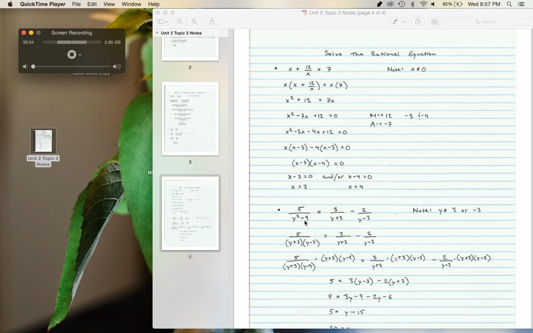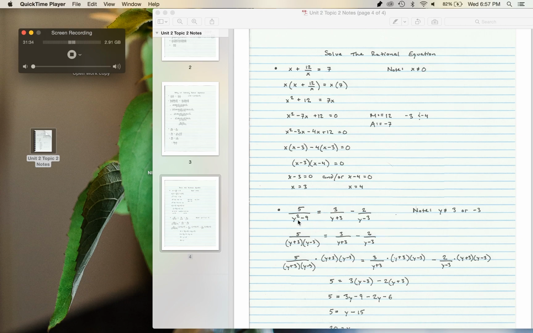5 over y squared minus 9 is equal to 3 over y plus 3 minus 2 over y minus 3. So one of the first things that I want to do here is make sure I know all of the values of y for which this equation will be undefined. For sure, if y is negative 3, then y plus 3 is 0, that would make the bottom of this fraction 0. And if y were positive 3, y minus 3 would make the bottom of this fraction 0. So 3 and negative 3 aren't going to work. They will make this rational equation undefined.